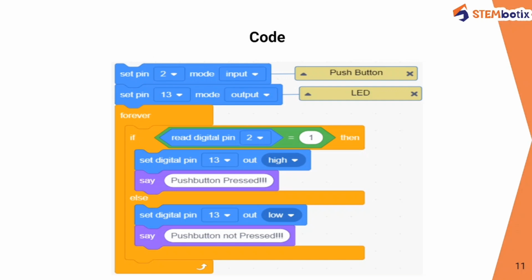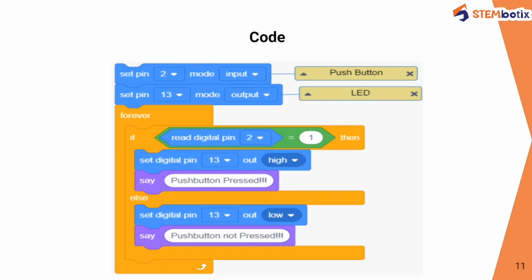Basically, the overall logic is: when the push button is pressed, the LED will glow, and when the push button remains unpressed, the LED will remain off. So we have to take a condition. Here we can see that the push button is an input device, so the microcontroller will take an input from the push button.